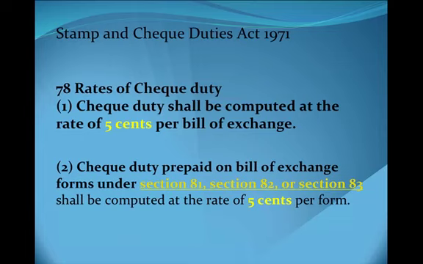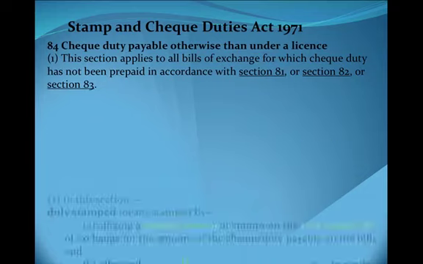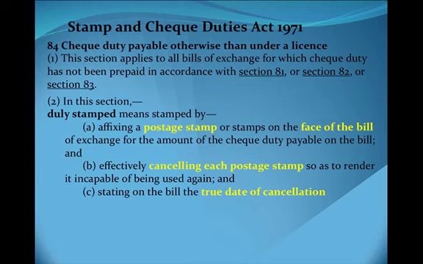Check duty prepaid on bill of exchange forms under Section 8 shall be computed at the rate of 5 cents per form. That doesn't concern us, that's for the corporates. Stamp and Check Duties Act, Section 84. Check duty payable otherwise than under a license. This section applies to all bills of exchange for which check duty has not been prepaid in accordance with Section 81. So you can guarantee that what we receive as a presentment has not had the check duty prepaid.